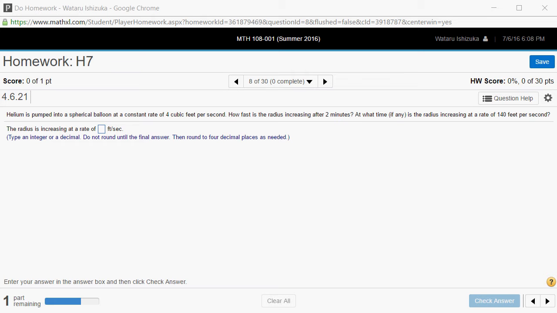Okay, let's look at homework 7, problem number 8. Helium is pumped into a spherical balloon at the constant rate of 4 cubic feet per second. How fast is the radius increasing after 2 minutes? And also, at what time is the radius increasing at the rate of 140 feet per second? All right, so let's look at that.